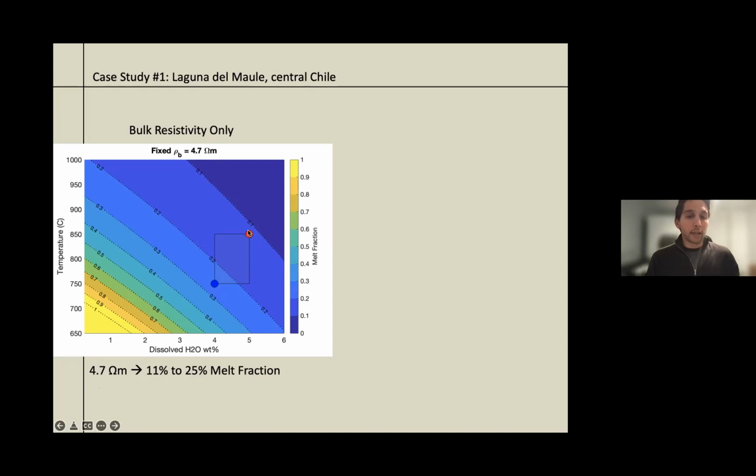However, again, it's unclear whether these interpretations are realistic, because you have 850 degrees and 5 weight percent water being interpreted as 11% melt, and you have a colder 750 degrees and drier 4 weight percent water being interpreted as a higher percentage of melt. So it's unclear whether these are actually thermodynamically realistic or not.